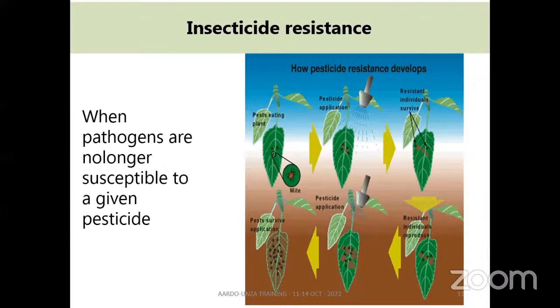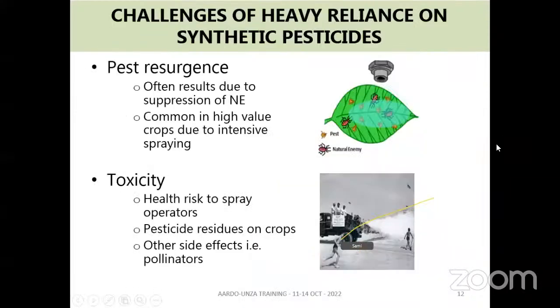Sometimes in rare cases, you might have mutations. Some of the individuals in a microbe population, in the fungus population, bacteria population might undergo mutation, and you end up with resistance, okay? So that comes with this heavy reliance on pesticides.